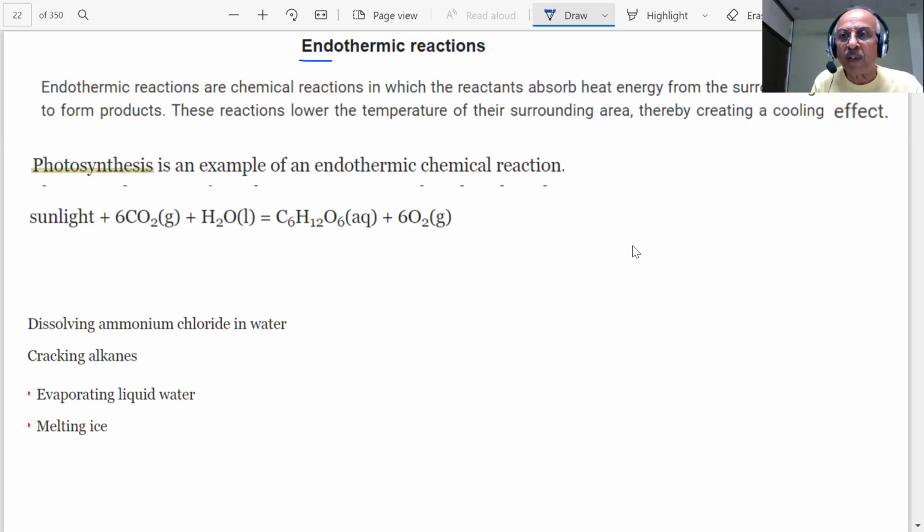And some of the examples of these are photosynthesis. Photosynthesis is an example of an endothermic chemical reaction. In the photosynthesis reaction, what happens? The green plants absorb the energy of the sunlight and atmospheric carbon dioxide, water, and produce, student, the sugar. They prepare their own food by the process of photosynthesis. This is an endothermic reaction.